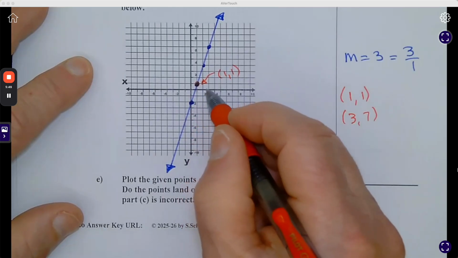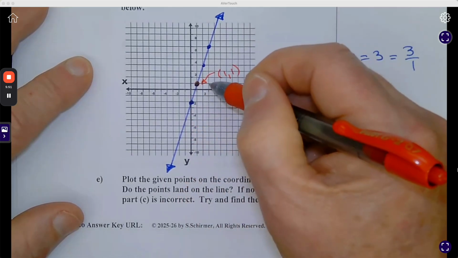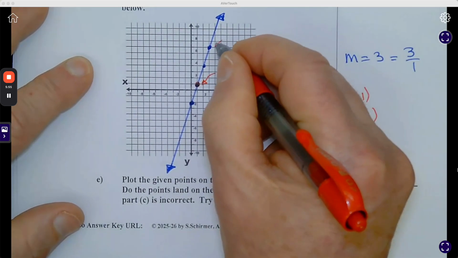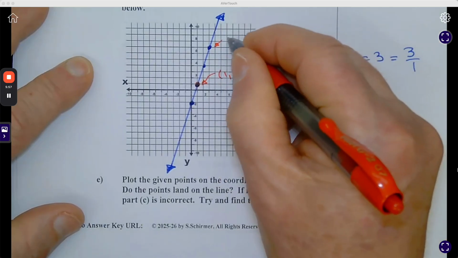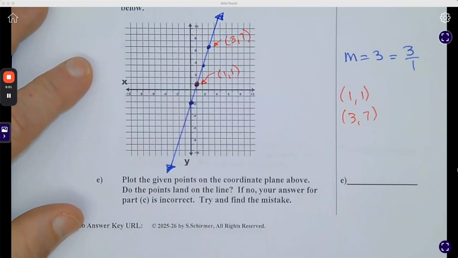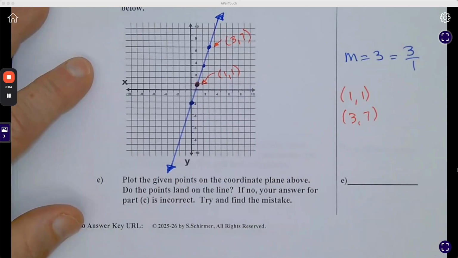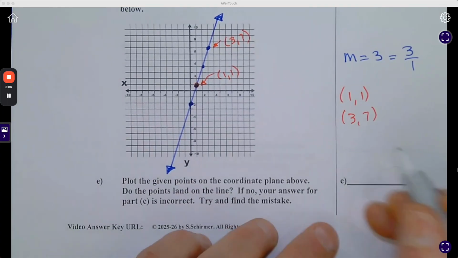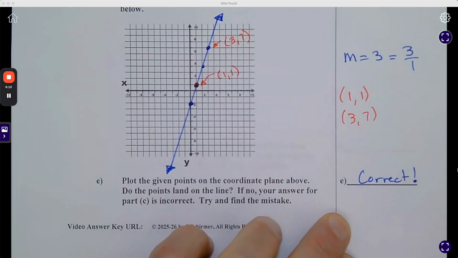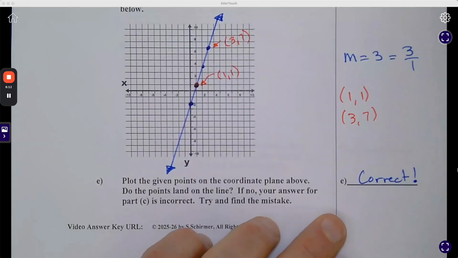Go where x is 3. 1, 2, 3. Follow it up to 7. 1, 2, 3, 4, 5, 6. Woo! 7. Let's go. That means we got it. We nailed it. That's a great way to check to see if your answer is correct. All right? It's correct. I'm just going to write, it's correct. Yes. All right, let's move on.